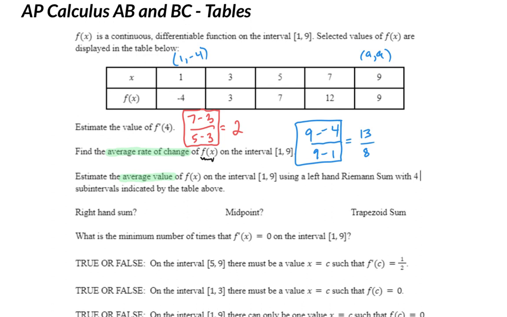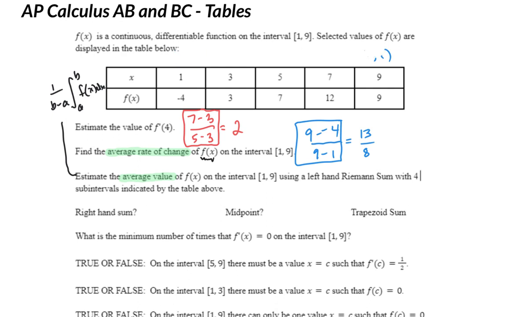So let me put this formula in the margin here for a second. Put it up here. It's 1 over b minus a times the integral from a to b of a function. That is the average value. Okay. Now, I said using a left-hand Riemann sum with 4 subintervals. So let me just get rid of this work up here.